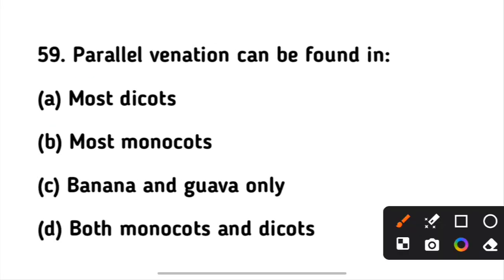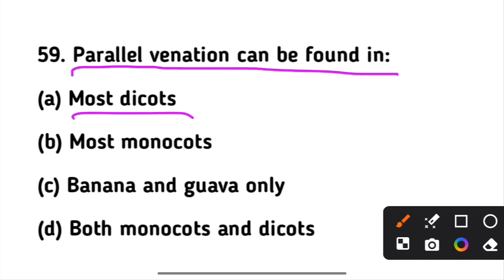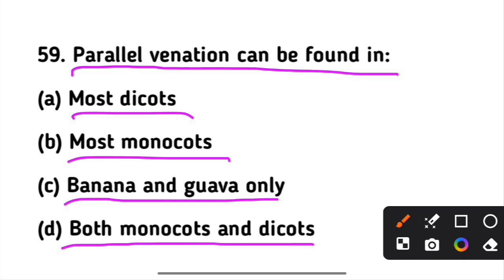Next question, 59. Parallel venation can be found in most dicots, most monocots, banana and guava only, both monocots and dicots. Option B is correct, most monocots. Parallel venation can be found in most monocots.